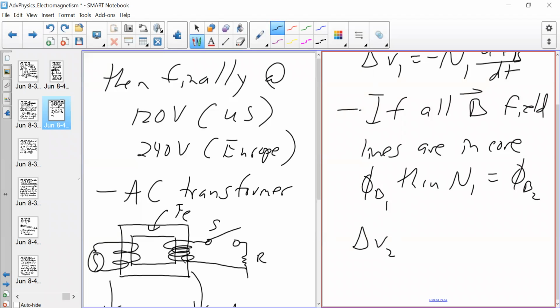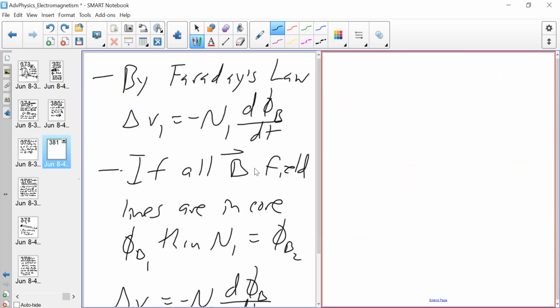The voltage in the secondary is V2 equals negative N2 d phi b dt. And if we want the equation for V2, so that we can design our transformer to maximize V2, well, we can solve for d phi b dt in terms of N1 and V1 and substitute it into the expression for V2.